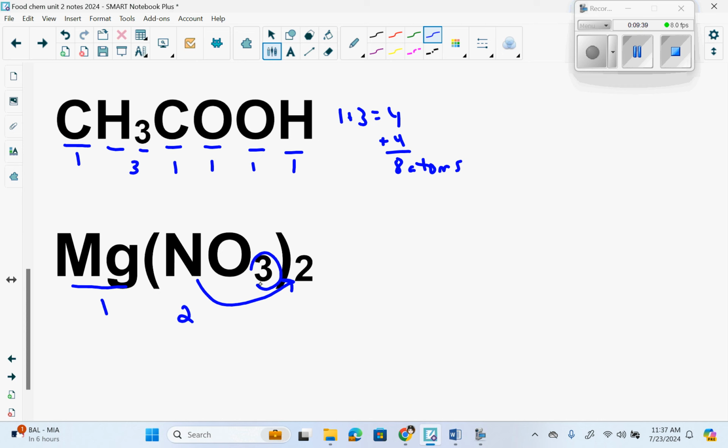Oxygen has a 3, and there's a 2 on the outside. So that's 3 times 2 is 6. And then you add these up. 1 plus 2 is 3, plus 6 is 9. And this is how you determine how many atoms are in a formula.